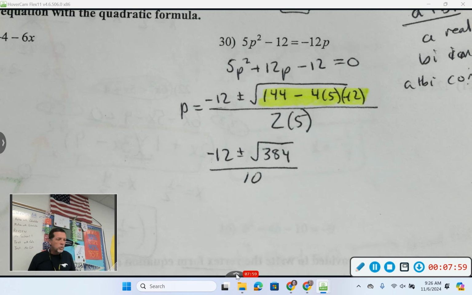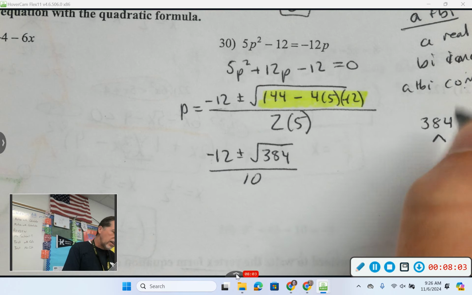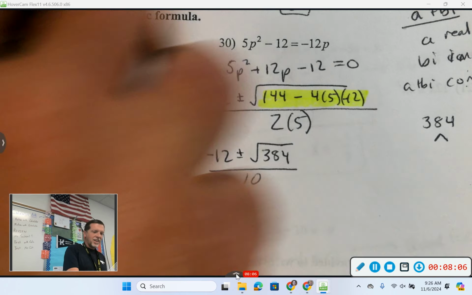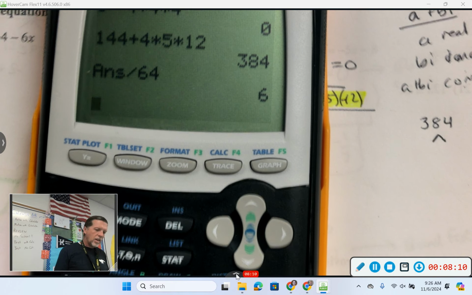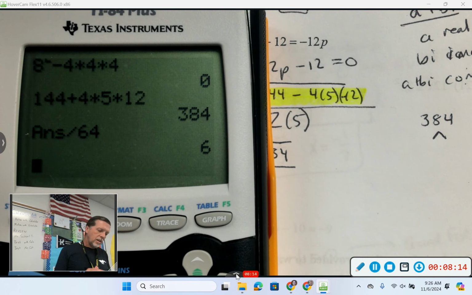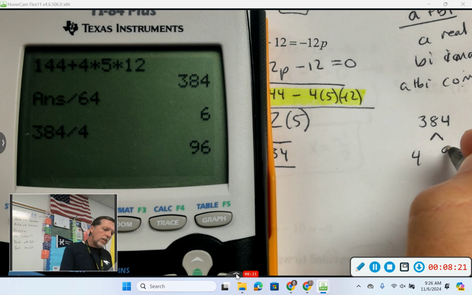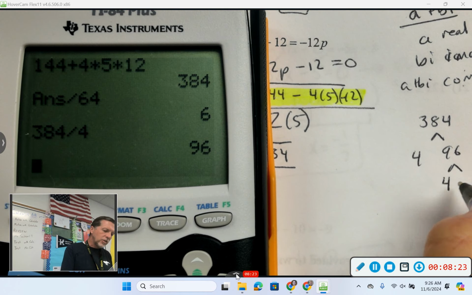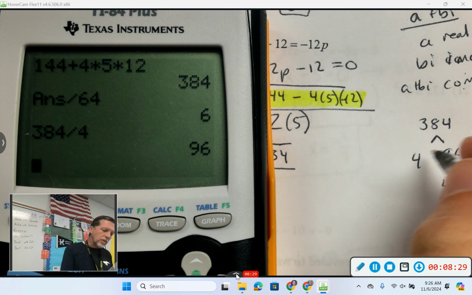I don't know what 384 is divisible by. Is it divisible by 64? I was just going to go by 4. But it is divisible by 64, which is good. That makes life a little easier. If you had only done 4, then you would have to realize that 96 is also divisible by 4, and then you'd have to keep going. So 64 is the way to go.